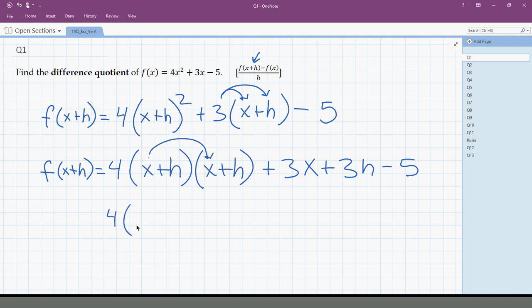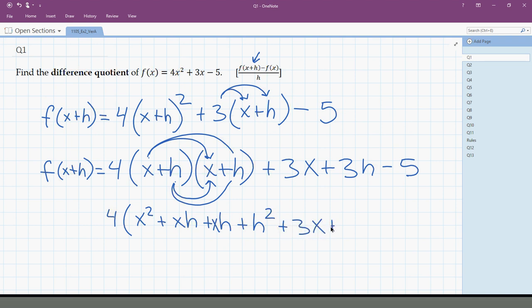X times x, x squared. X times h is going to give me xh. And then here it's going to be h times x. I'm going to do the same order. And then h times h, which is going to give me h squared. I'm going to bring everything down just to keep it organized.